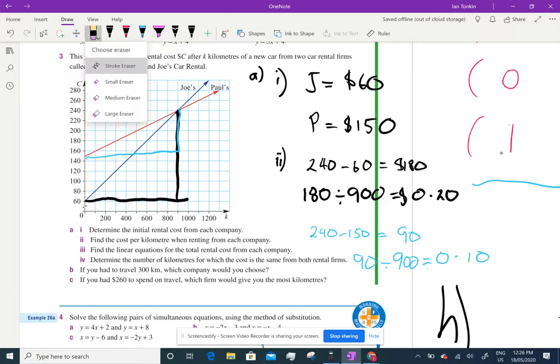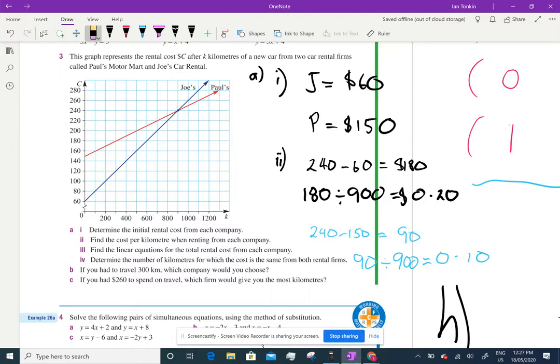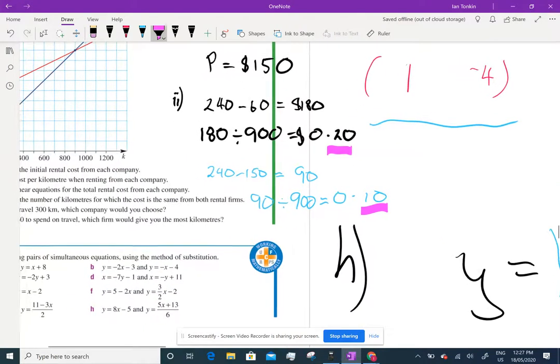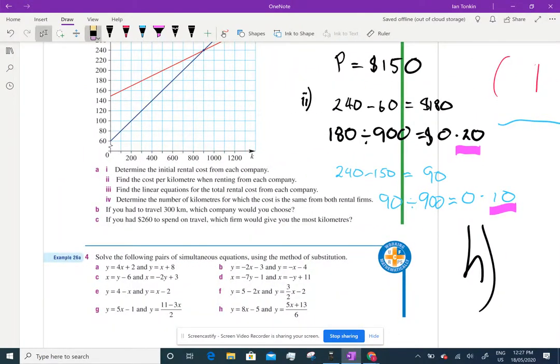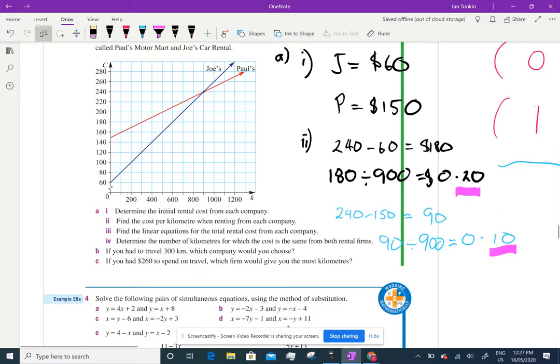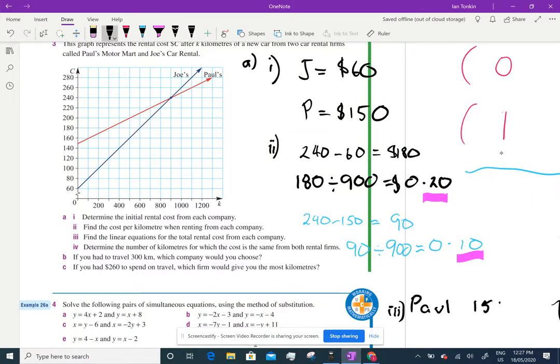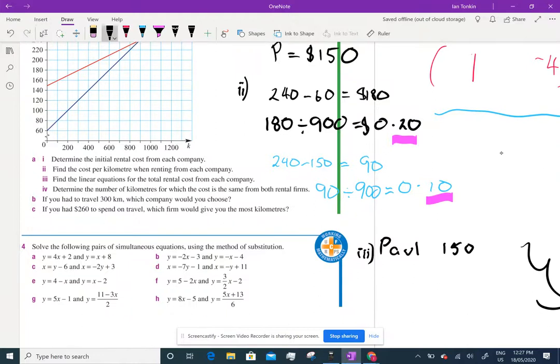The main thing I want you to be able to do, because these are not too hard, find the linear equation. Well, you've got the y-intercept and you've got the gradients. That's what they're getting you to get here. So this is a gradient. Well, I will do it. Find the linear equations. I'm just going to do Paul. So Paul, you can do the other one. You can do Joe. So Paul, the y-intercept is 150 and the gradient is 0.1.